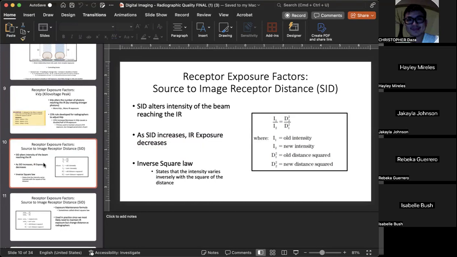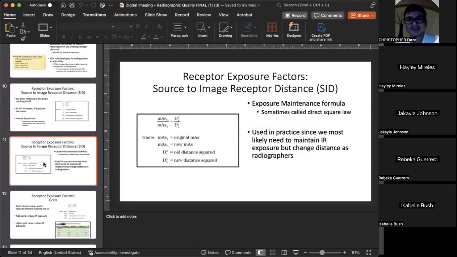Another way to look at it, the inverse square law, it operates under that same fashion. Our X-ray beam is less intense the further it is from the source, right? So the further the source is, the less intense the beam will be at the detector.